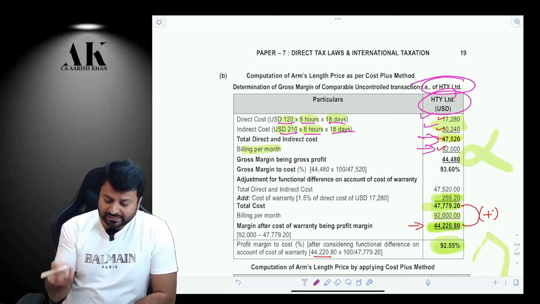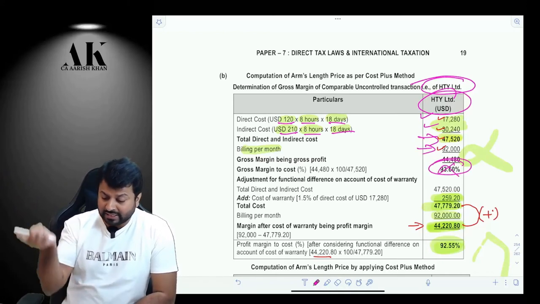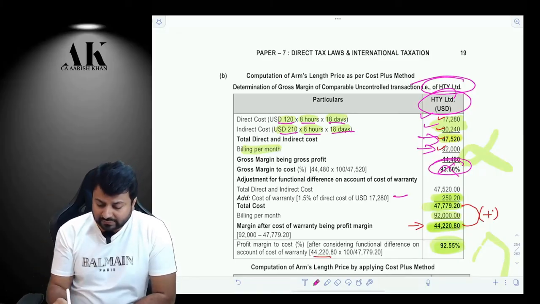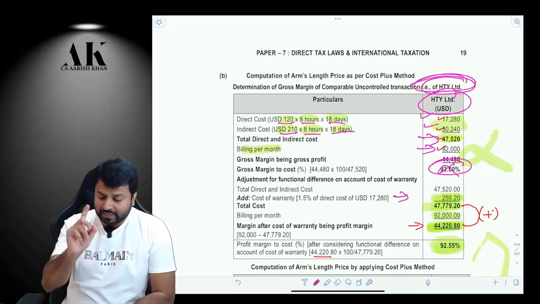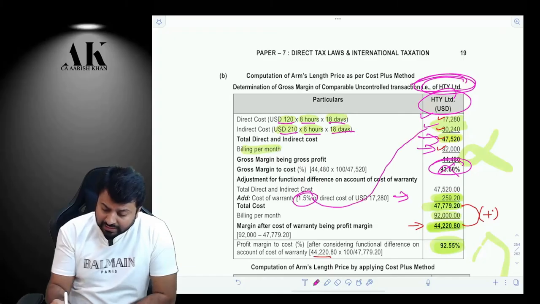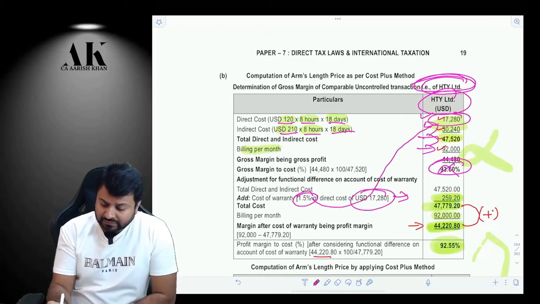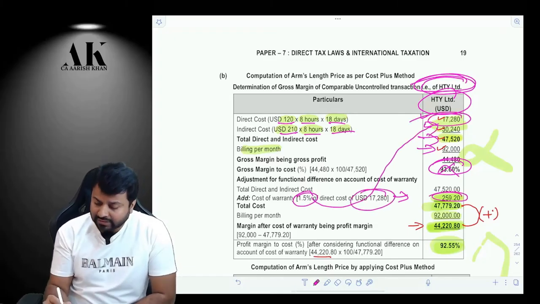Okay, now there is a mistake done by ICI. They should not have computed this. There is one more cost involved over here, which is warranty, which we are giving to a third party. We are giving 1.5% of the direct cost as warranty, which is 17,280. So that should also be added to the cost.